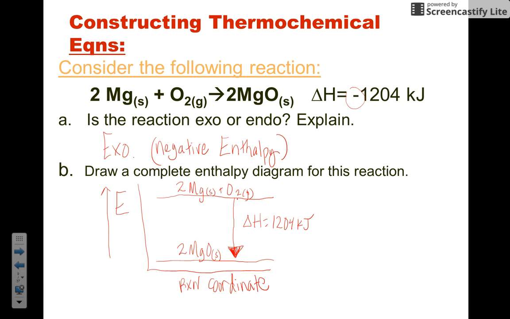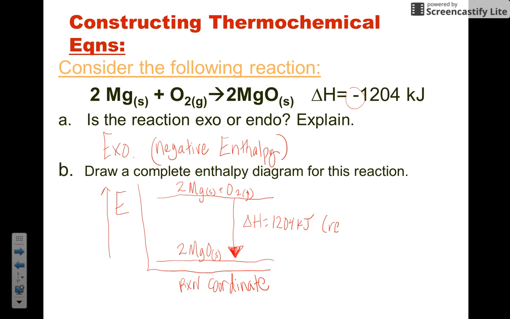So this will be a thermochemical enthalpy diagram for this thermochemical equation. So you got to decide if it's exothermic. That means you're going to point the arrow down. The line at the bottom then would represent your products. The line at the top represents the energy of the reactants. So notice the energy of the reactants is higher than the energy of the products since this is exothermic. And the overall enthalpy change was 1,204 kilojoules, and it released it.